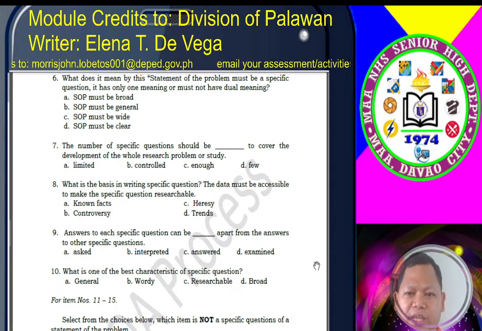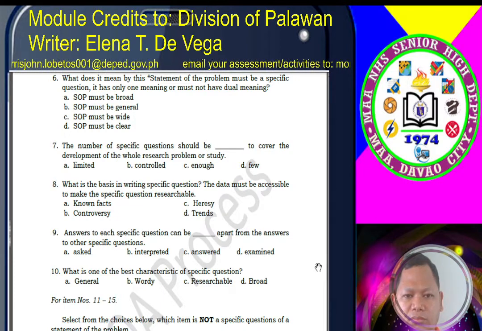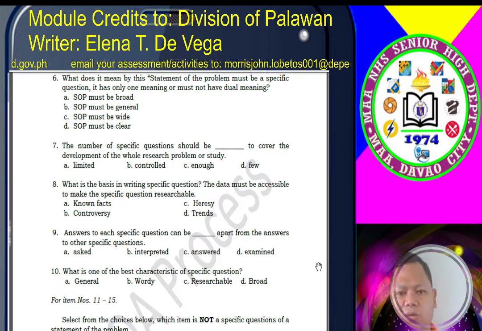Number 8. What is the basis in writing specific questions? The data must be accessible to make the specific question researchable. A, known facts. B, controversy. C, heresy. D, trends. The correct answer is letter A, known facts.